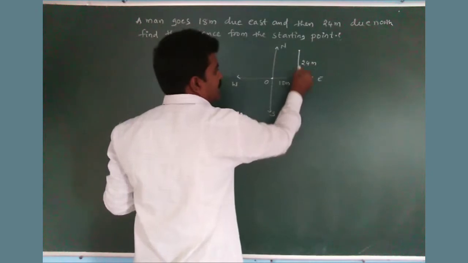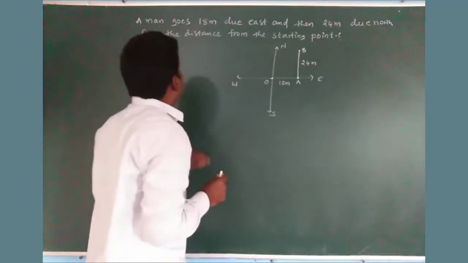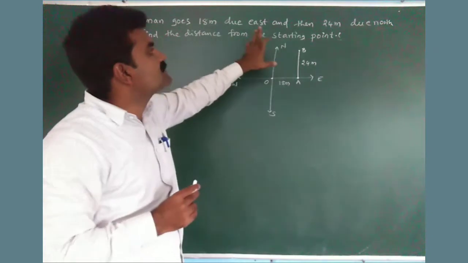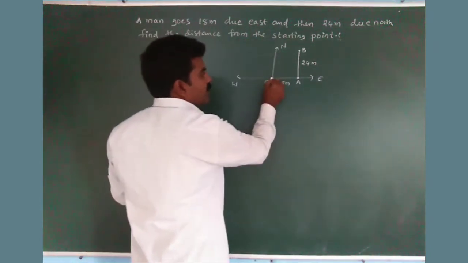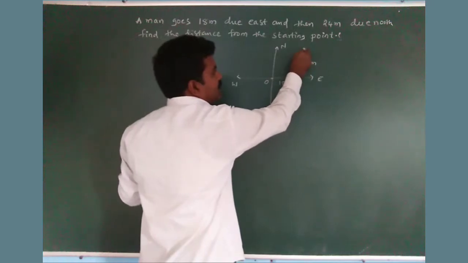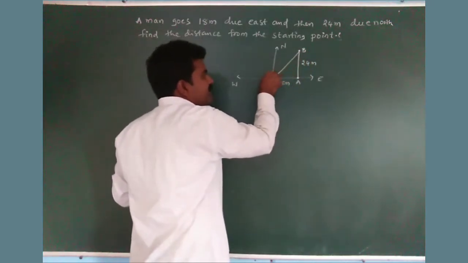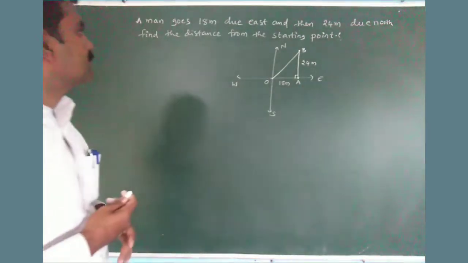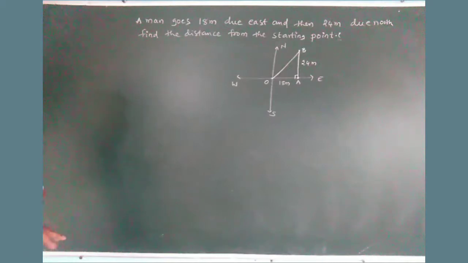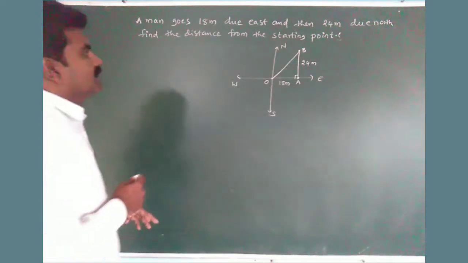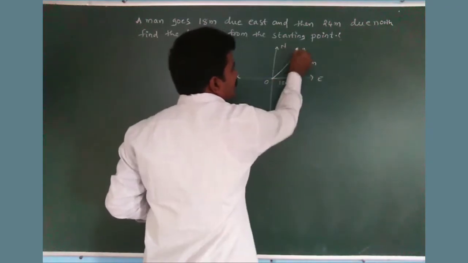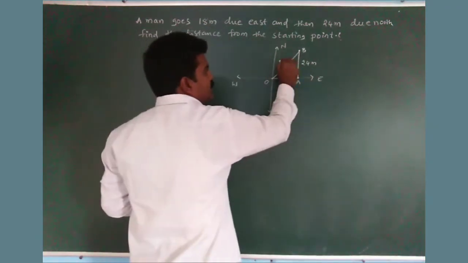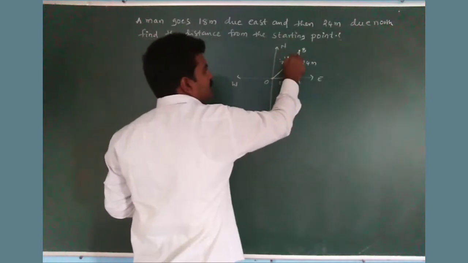Now let it be A and let it be B. And we are asked to find the distance from the starting point. So starting point is O, and now he is at B, and we need the distance OB, which gives you the distance from the starting point. So clearly, angle A is a right angle, 90 degrees, isn't it? Fine. And this triangle OAB is a right angle triangle. Say suppose OB is equal to x meters.